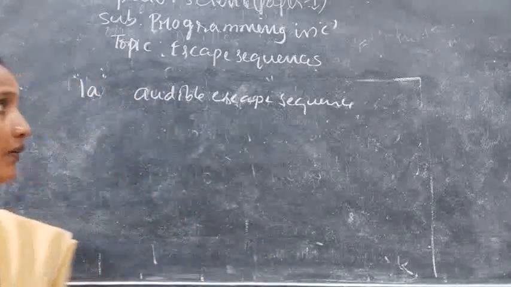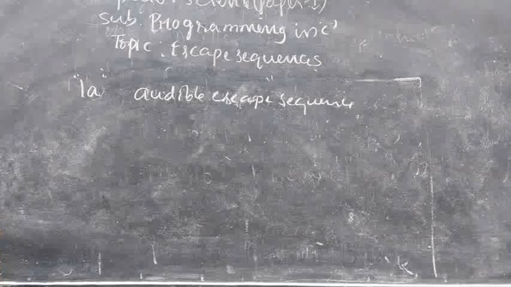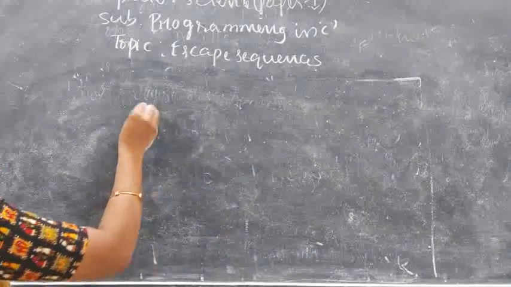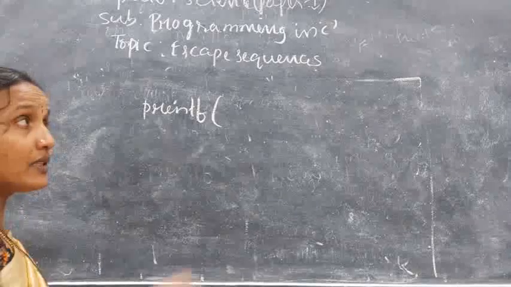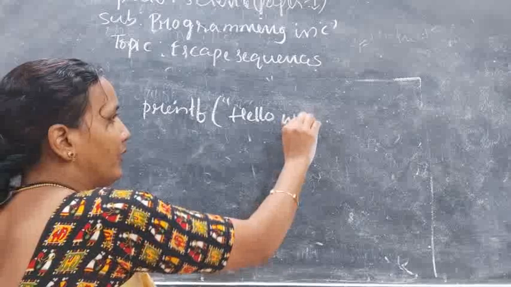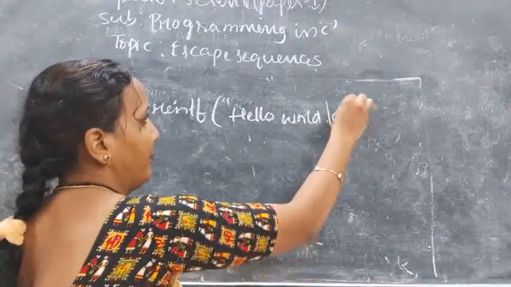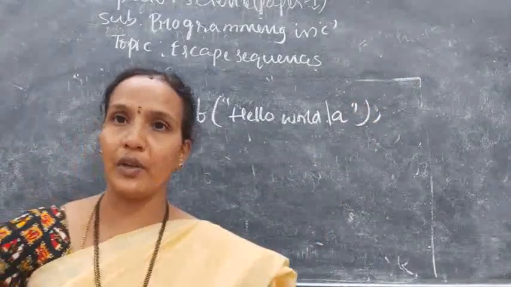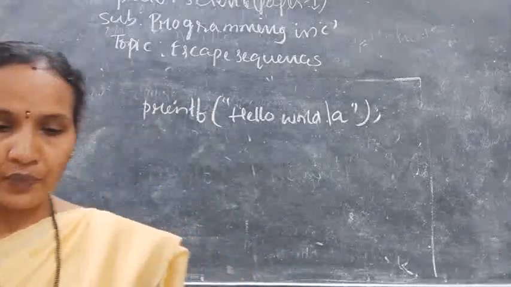And how we write this is like this: printf. All the escape sequences are added inside the output statement only. Hello world, backslash. What is the escape sequence character here? A. Then whenever hello world is printed, after printing hello world, it will give a beep sound.